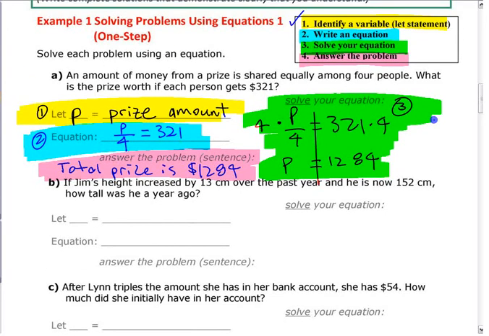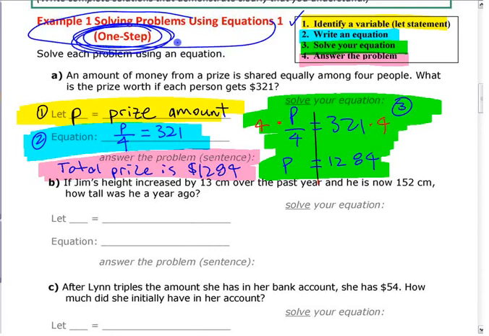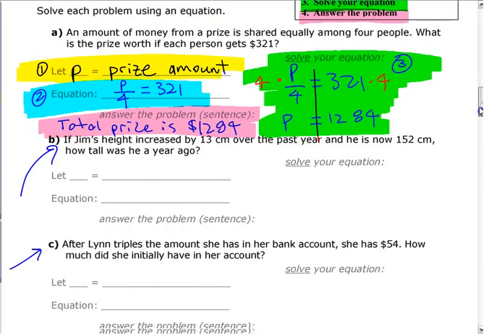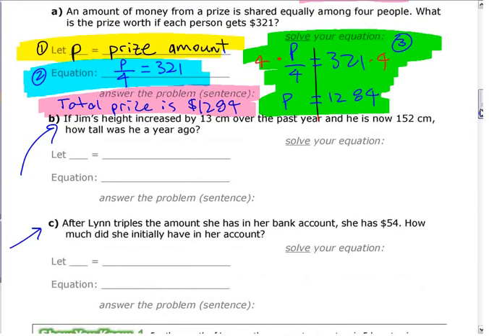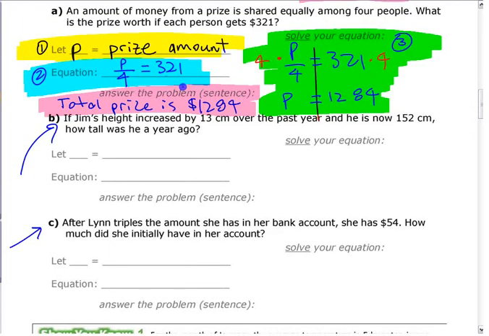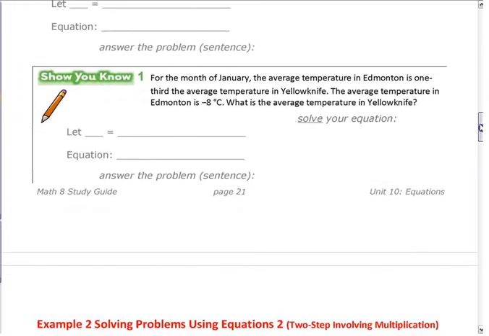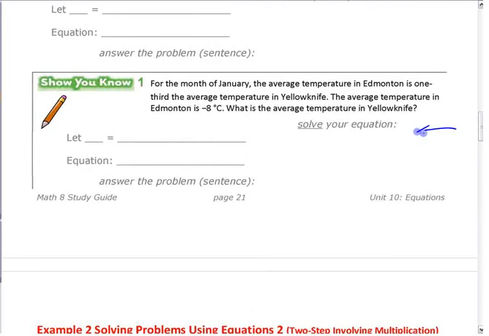Each of the equations you write is going to be different. You have to decide, is it a 1-step equation? Is it a 2-step equation? This example is all 1-step equations, so your equation is only going to involve 1 step here. There's 3 of them in there. There's going to be one involving division, one involving multiplication, and there might be one involving addition or subtraction. And then there's a show you know question, one single question here.